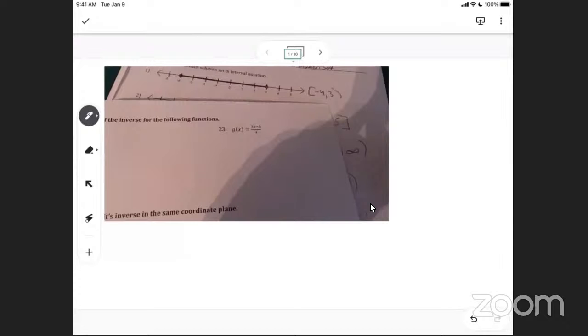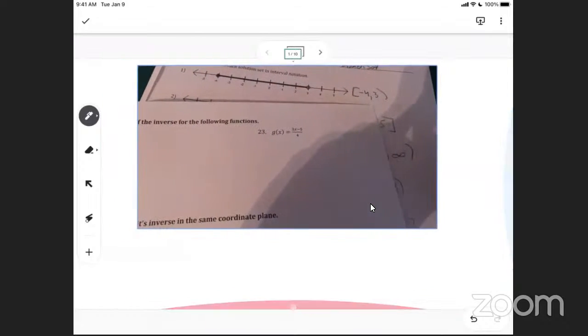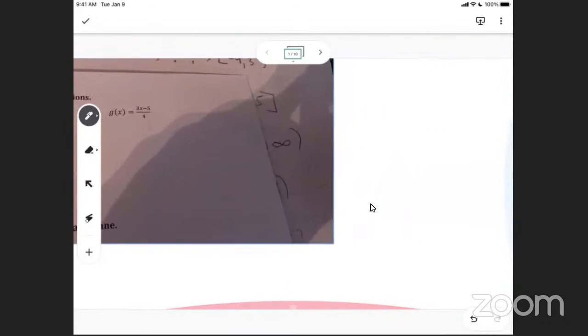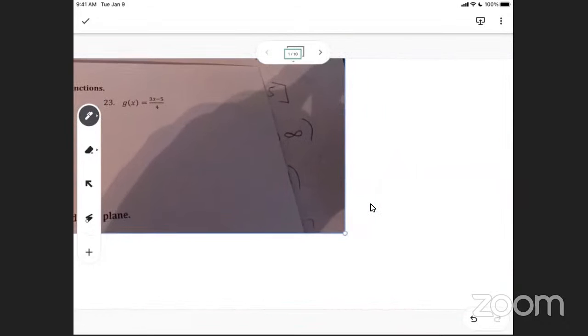Okay. So this one says, find the inverse of the following function? Yeah. Okay. So I'm going to write it over here so it's easier to see. g of x equals (3x minus 5) over 4.